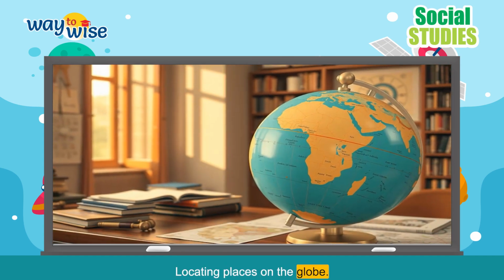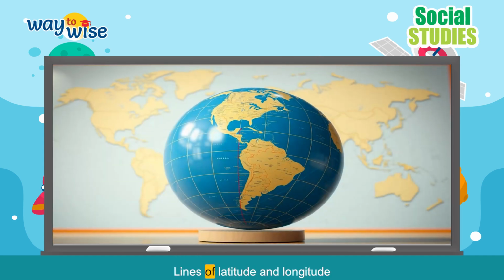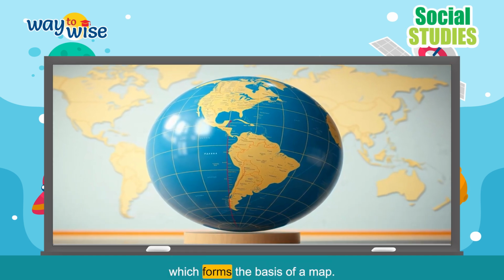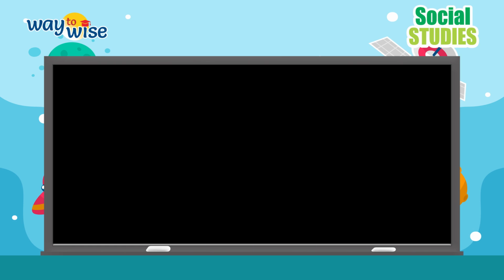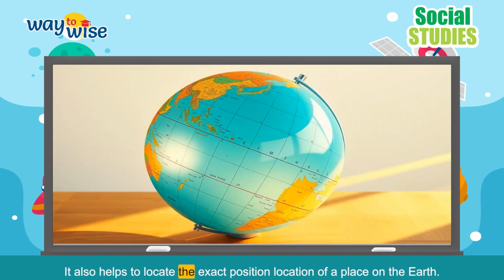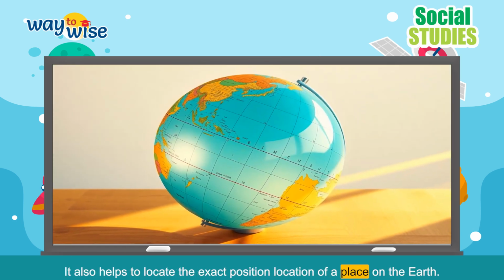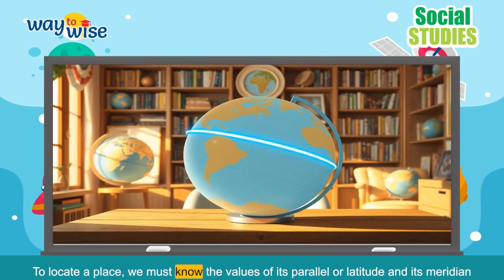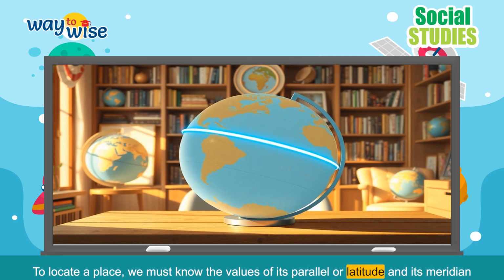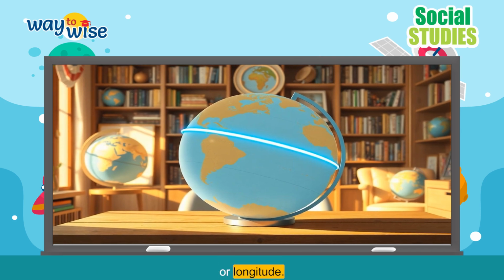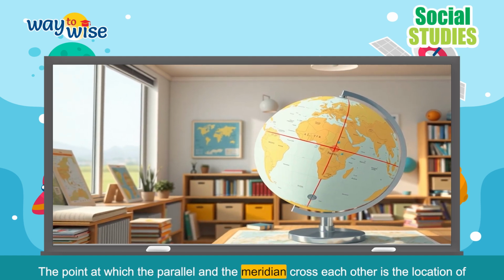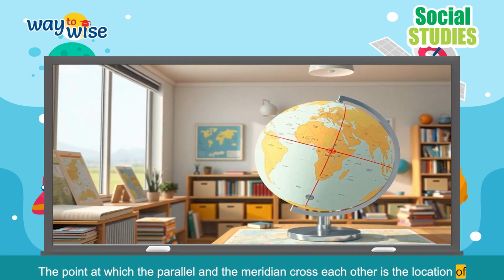Locating places on the globe. Lines of latitude and longitude form a grid or graticule, which forms the basis of a map. It also helps to locate the exact location of a place on the Earth. To locate a place, we must know the values of its parallel or latitude and its meridian or longitude. The point at which the parallel and the meridian cross each other is the location of that place.